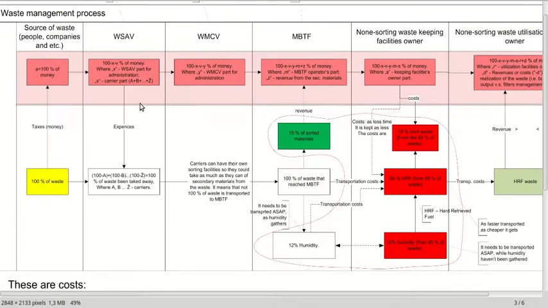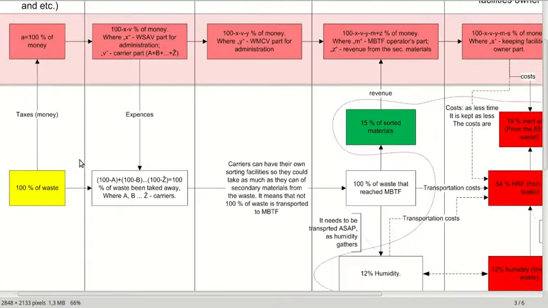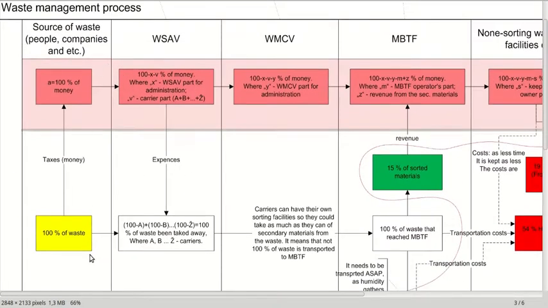Alright, so here's the beginning, the yellow box, the source of waste. It means the 100% of waste goes to the carriers of the waste, the trucks which take the waste and take it away. And these players are paying the 100% of money. So here's the start of money.